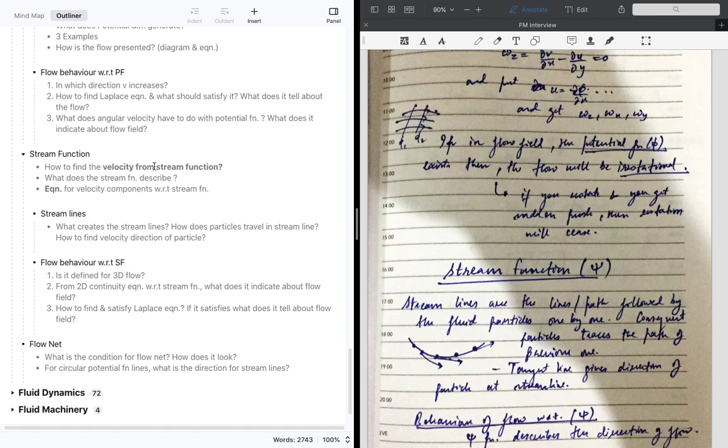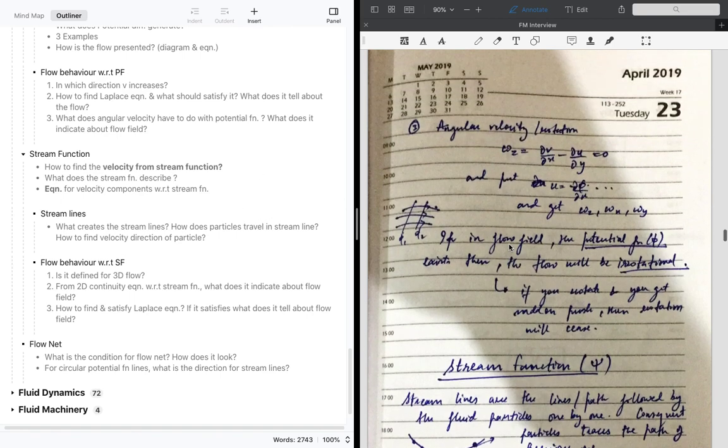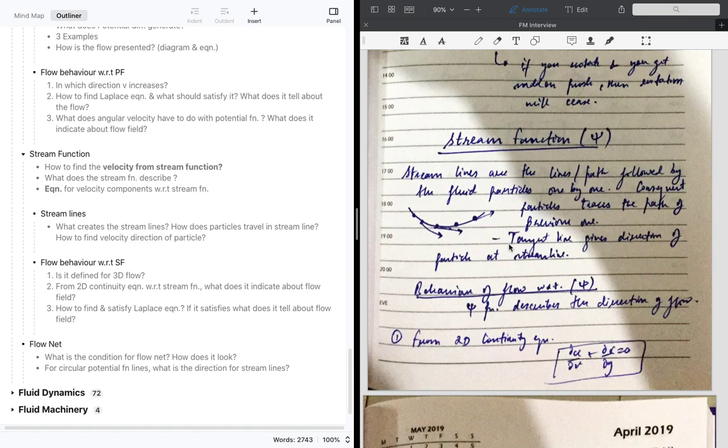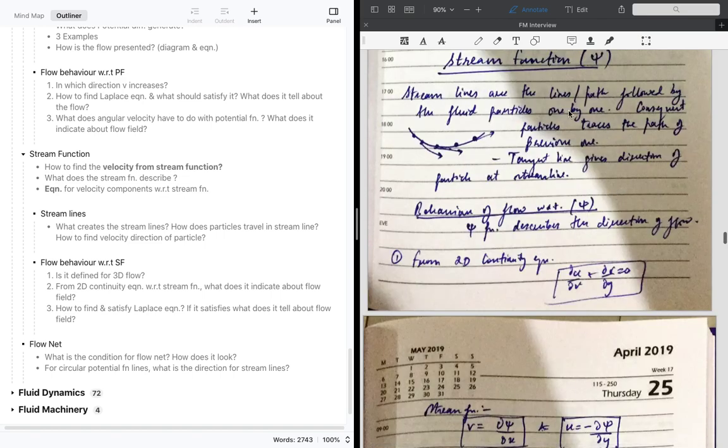So the next thing is the stream function. As we know, the stream function is nothing but the direction of the flow. But what is a streamline? Streamlines are basically the line of path followed by the fluid particle one by one. Consequent particles trace the path of the previous one. So if the particles are here, the next particle also passes through this.